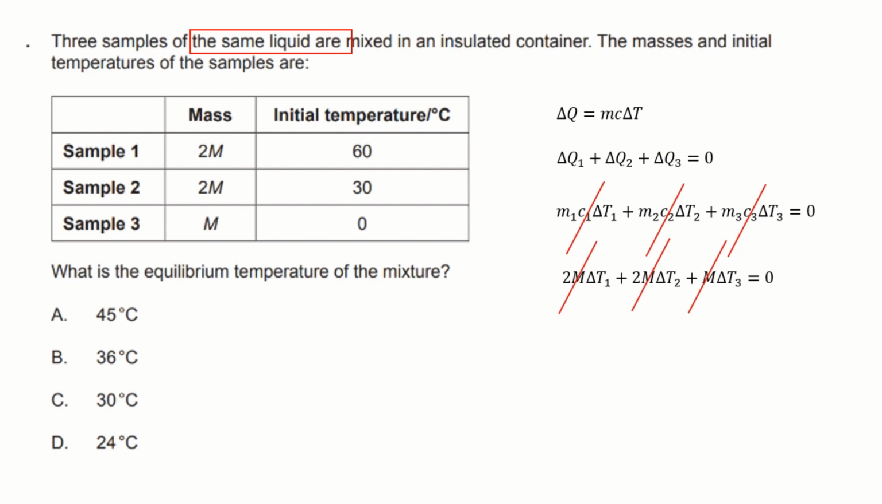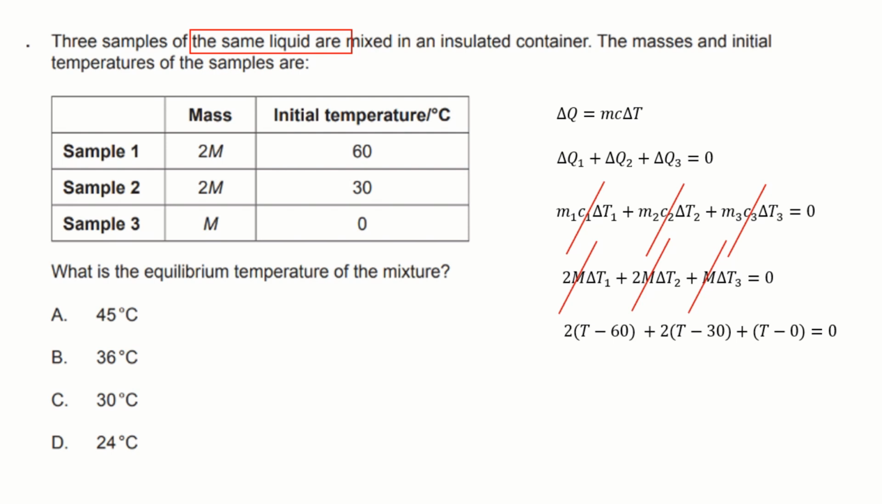The final step is to recognize that eventually all of our substances are going to reach the same equilibrium temperature, and we're going to call that big T. The change in the temperature is going to be big T, take away the initial temperature. So for the case of sample 1, we're going to have T take away 60, sample 2, T take away 30, and sample 3, well, it started at 0 degrees, and so therefore that's going to be T take away 0.